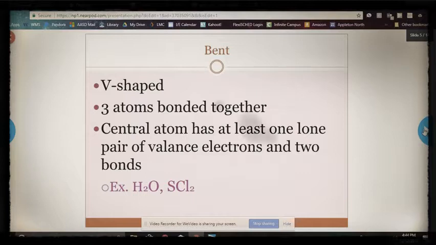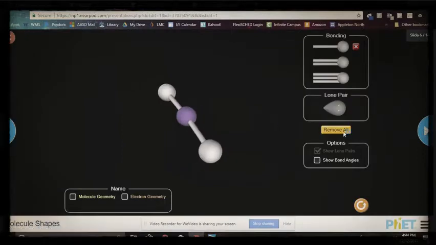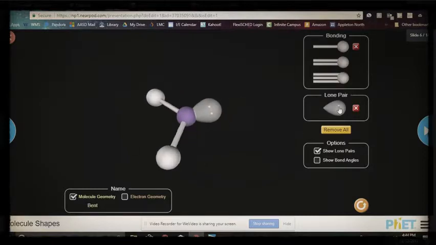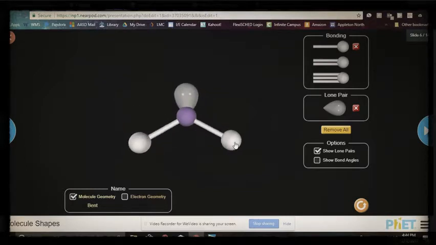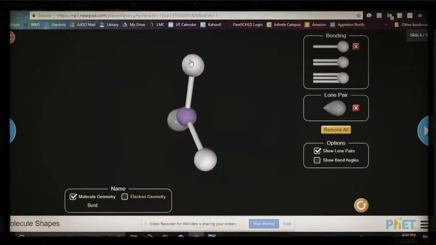And then SCl2, sulfur dichloride. So looking at some examples of a bent shape, we have the 2 bonds right there, and once we add that lone pair of electrons, see how these electrons are kind of hanging out? They're all alone, they just hang out together. Those lone pair of electrons push those bonds together, and so therefore it's got a bent shape. You can't straighten it out.